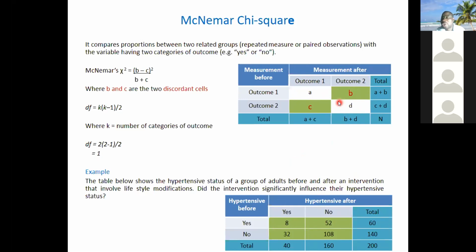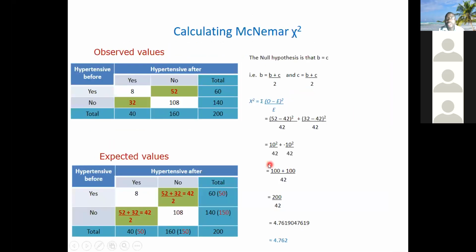They don't even go into calculation. That one does not change. It is not responsive to your intervention, so leave that one out. Then the discordant are the ones of interest, B and C. The ones that were hypertensive before and became non-hypertensive later, and the ones that were not hypertensive before and became hypertensive. Those are the two groups. So the same thing I show here.